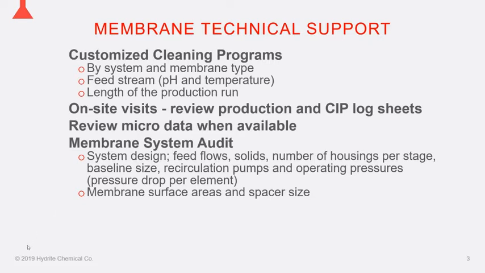As you all know, when we visit, some of the very first things we look at are production records and CIP records. Very, very important. Those are the things that we go by. And if applicable, we also, of course, review micro data to ensure our CIP programs are performing as they should. And then, most important of all, we also perform system audits.